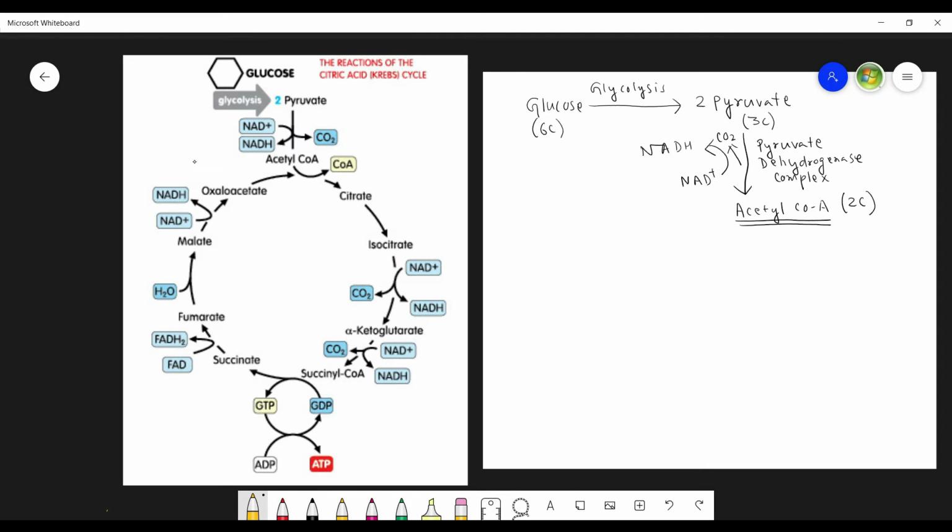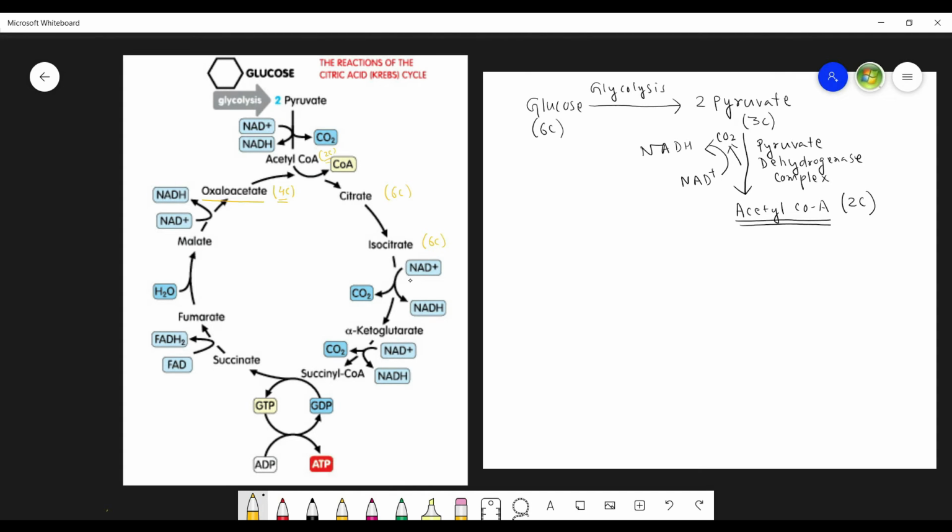Now as you can see that oxaloacetate is here, which is a 4 carbon compound. It is reacting with 2 carbon acetyl coenzyme A to form 6 carbon citrate. So here is 4 carbon, here is 2 carbon, and both together making 6 carbon citrate. From citrate, isocitrate is formed, which is again 6 carbon compound. And from isocitrate, alpha ketoglutarate is formed.